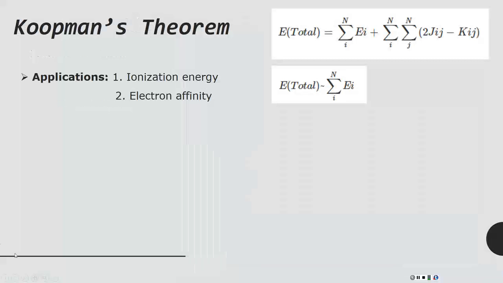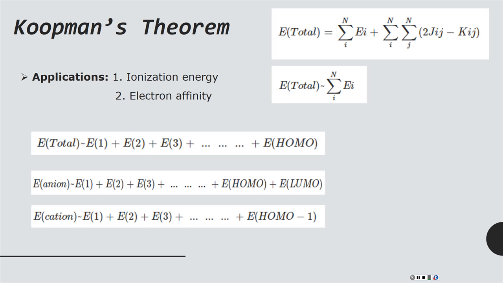Then we can use Koopmans' theorem to approximate the electron affinity and ionization energy of a particular molecule. This equation gives the total energy of a molecule, and according to Koopmans' theorem, if we neglect the electron interaction term, we can approximate the total energy of a molecule as the sum of all occupied orbital energies. Then we can define the total energy of a neutral molecule by this equation.